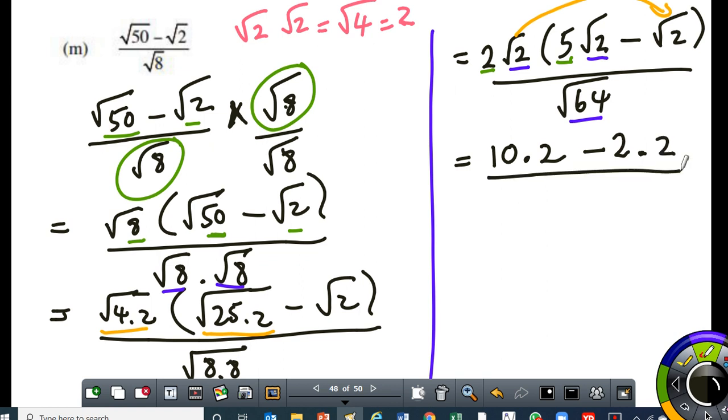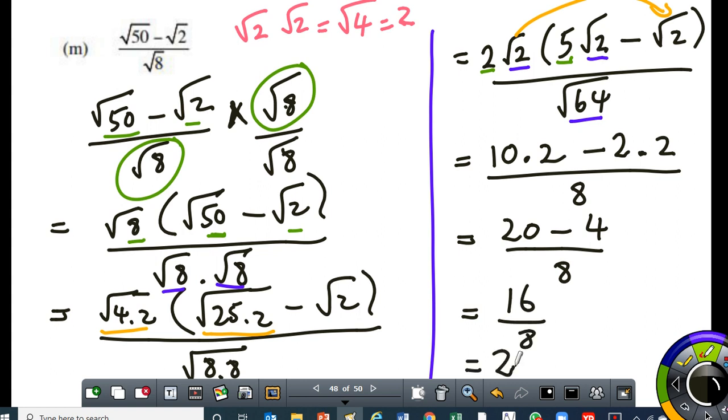Right? My denominator will be 8. So when I simplify it, I'm going to get 10 times 2, which is 20, minus 4 over 8. And that will give me 16 over 8. And the final answer will be 2.